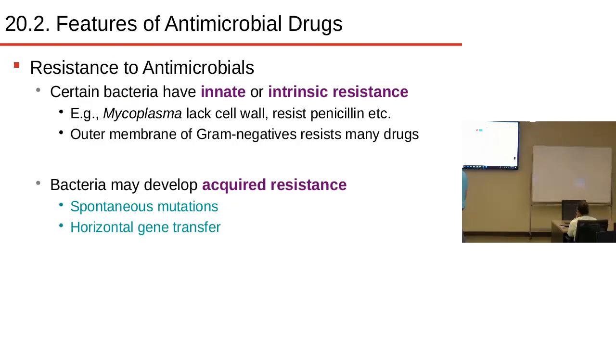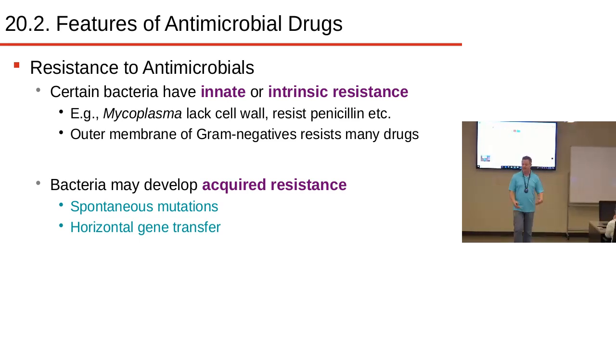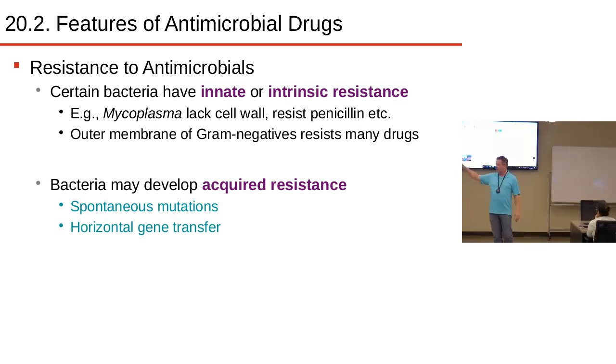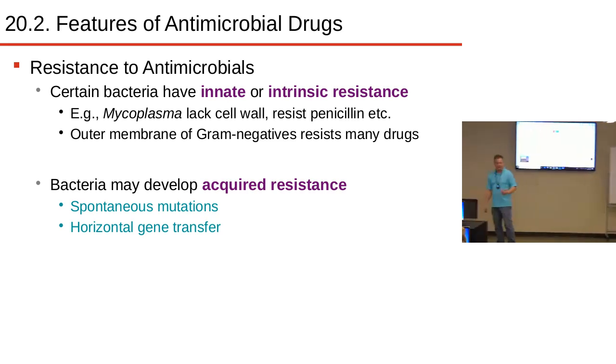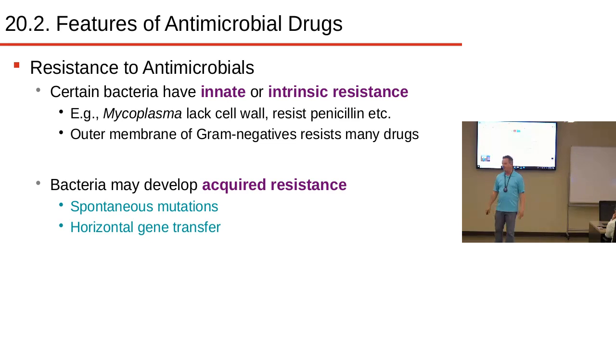All right, so then we've got resistance, right? We get all these antibiotic-resistant bacteria out there. Very scary, can be, especially if you work in that setting. Certain bacteria have innate or intrinsic resistance. So when we think about the innate immunity from chapter 14, that's what we're born with, right? That's your skin, your mucous membranes. You have many of the different things we talked about there.